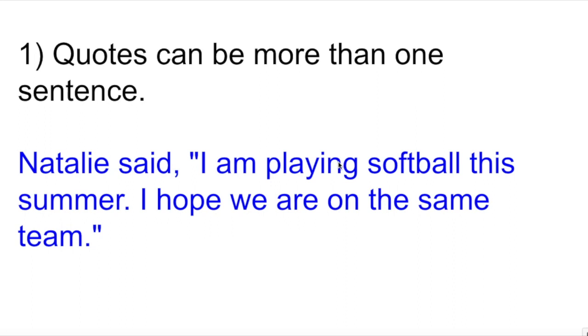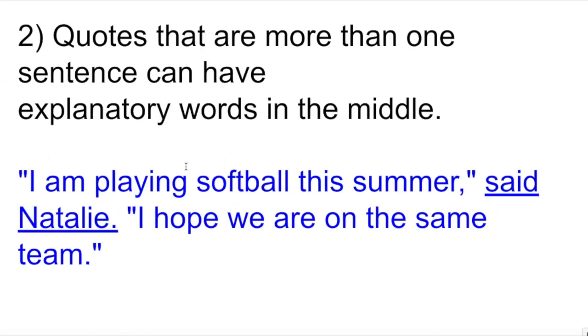Okay, your first rule is that quotes can be more than one sentence. We've only looked at quotations in the past that have one sentence, but they of course can be more than one sentence. Natalie said, "I am playing softball this summer. I hope we are on the same team." As you notice, there are quotation marks around the whole thing. You don't have separate quotation marks around each sentence.